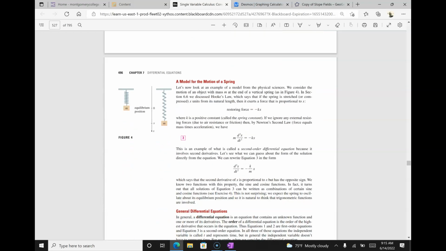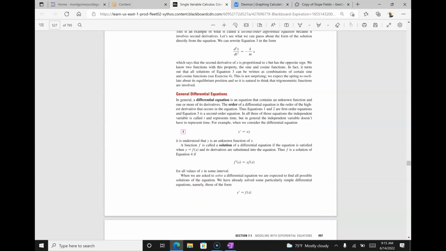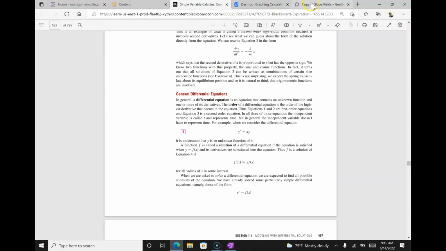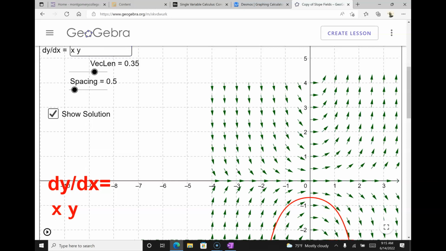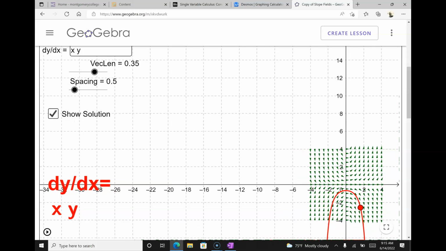So there's another diffie-q, right? A second one. Here's a nice one to do. So let's start here. I've got y prime is x times y. I'm going to go right to my slope field and put in x times y. So there is one possible solution.